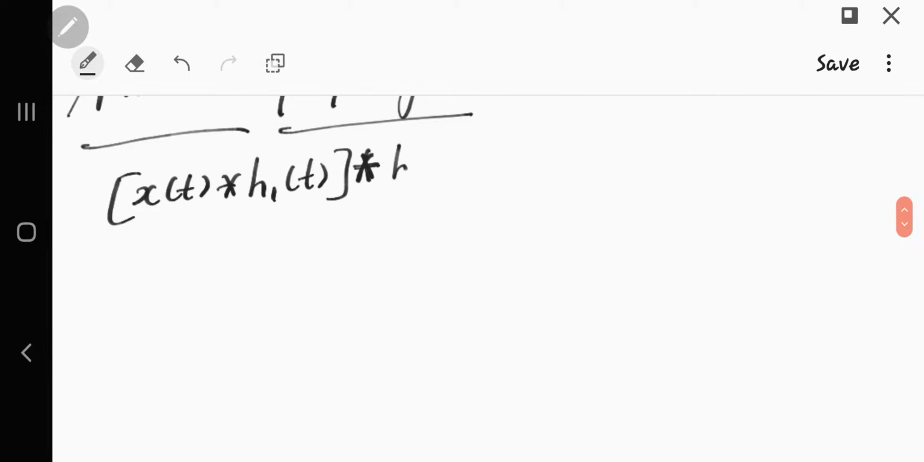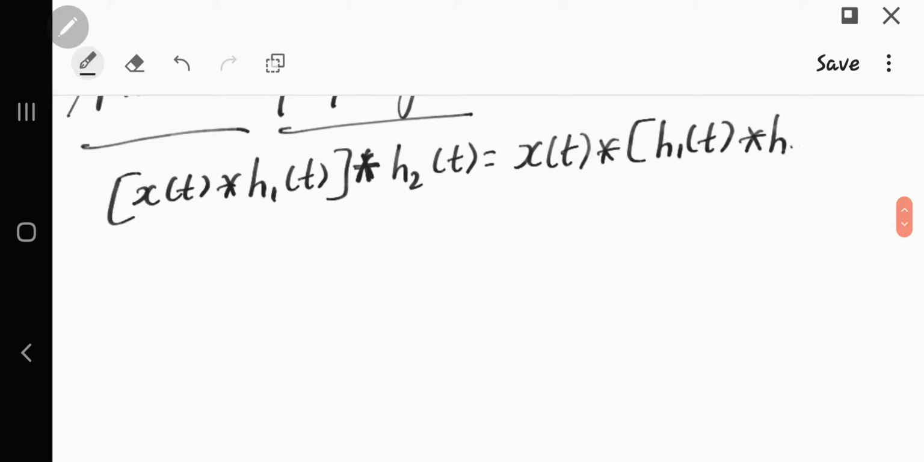So the associative property says, the definition says, x of t convolved with h1 of t, whole convolved with h2 of t, is equal to x of t convolved with h1 of t convolved with h2 of t. So this is the statement of the associative property. So let's take the proof of this.